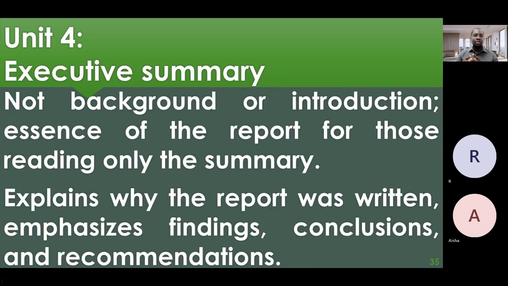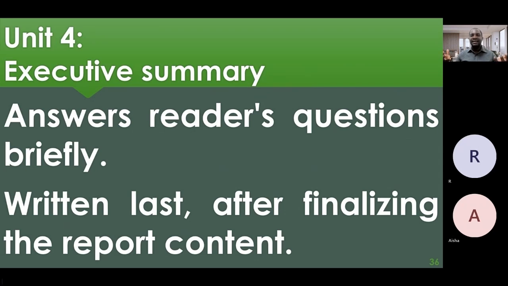So it's not a background or an introduction, but the essence of the report for those interested in reading summaries. It explains why the report was written, emphasizes key findings, and gives short and concise conclusions and recommendations. Very simple. That's what the executive summary is all about. So it answers the reader's question briefly. Most of the time, when we read financial reports from websites of companies, we may not want to go to the detail. We just want to understand the summary of the matter. And the executive summary is written last, after you have analyzed your report content.